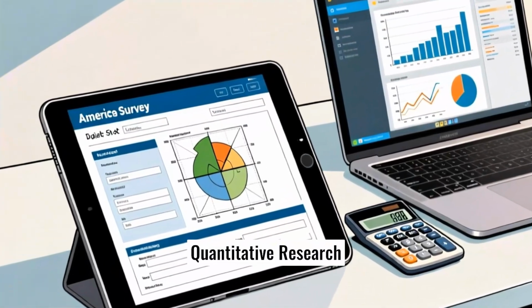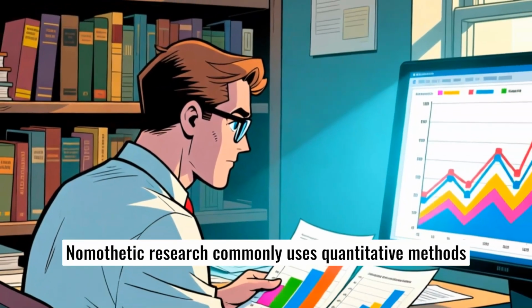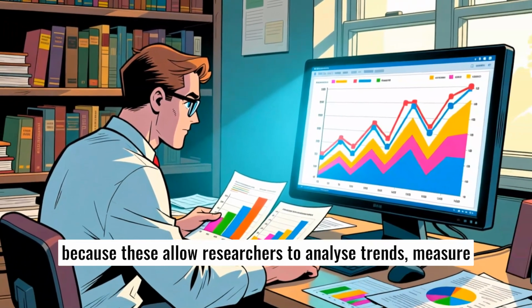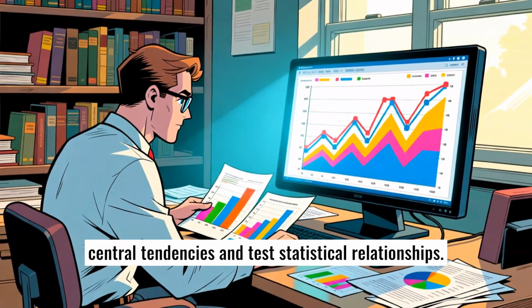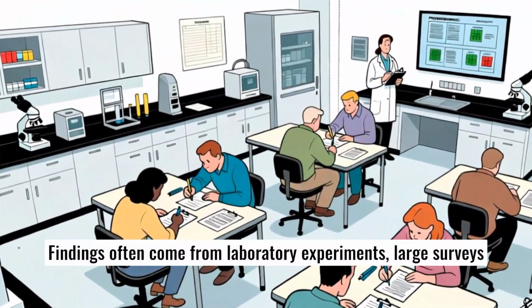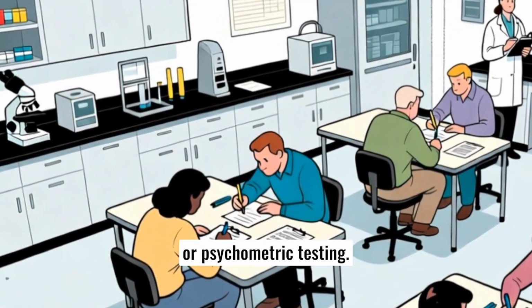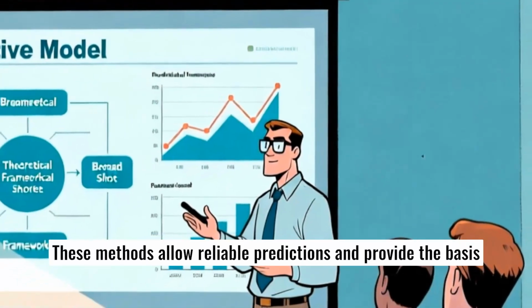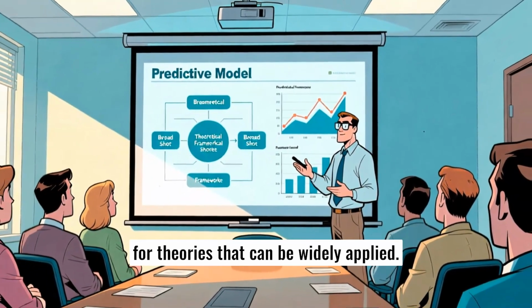Quantitative research. Nomothetic research commonly uses quantitative methods, because these allow researchers to analyze trends, measure central tendencies, and test statistical relationships. Findings often come from laboratory experiments, large surveys, or psychometric testing. These methods allow reliable predictions and provide the basis for theories that can be widely applied.